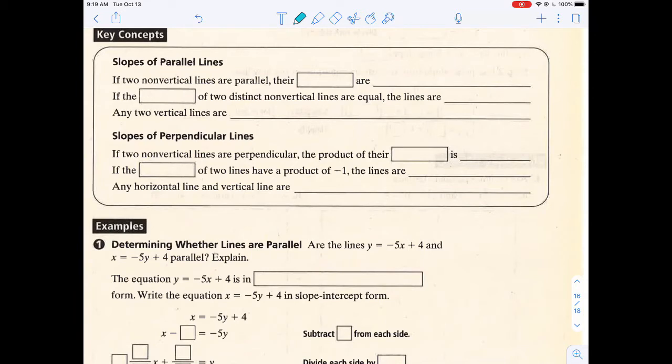Slope of parallel lines. If two non-vertical lines are parallel, their slopes are equal. Parallel lines have the same slope. So if the slopes of two distinct non-vertical lines are equal, then the lines are parallel. So it works both ways. You can say, oh, I know these lines are parallel, so I know their slopes are equal. You can say, oh, I know these slopes are equal, so their lines are parallel. And then any two vertical lines are parallel as well.